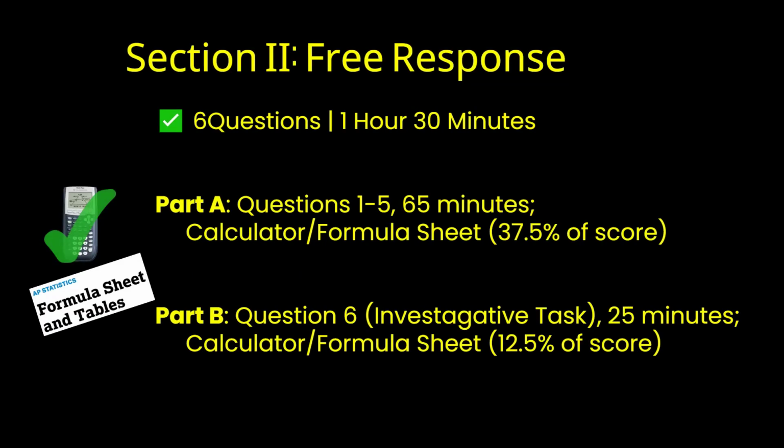Getting into section 2, the free response section, there is going to be 6 questions here. You'll have 90 minutes, an hour and a half, to answer these 6 questions. Part A is going to be questions 1 through 5. It's going to be 65 minutes. You will have the calculator and formula sheet for that section, and it makes up 37.5% of your free response question score. Part B, question 6, otherwise known as the investigative task, is going to have 25 minutes to answer that question. You're allowed to use the calculator and formula sheet, and this one question is going to make up 12.5% of your multiple choice question score.